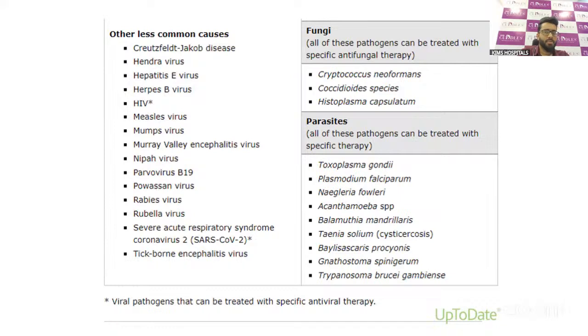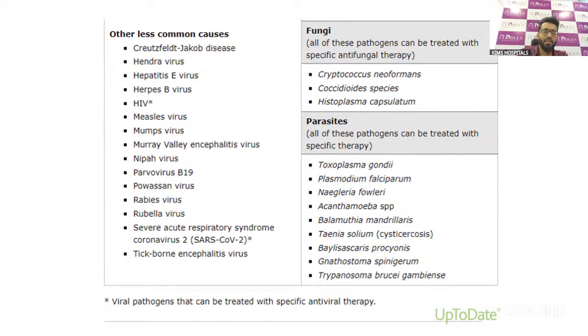These are some of the less common causes: hepatitis E, HIV, measles, mumps. I think in the past 1 year, we had an epidemic of mumps virus infection because of the vaccine change from MMR to MR. Mumps encephalitis, we had a lot of cases in the last 1 year. Parvovirus B19, again, not very common. Rabies, sometimes it's sporadic, it can happen. Rubella, very rarely. And tick-borne encephalitis, you see now and then, not very common in India.